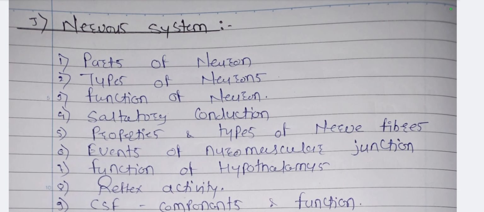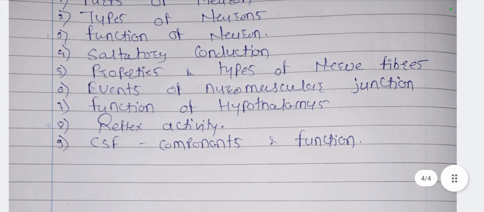Then important topics of the nervous system. First one is parts of neuron with its diagram, then types of neurons, then function of neurons, saltatory conduction and the importance of saltatory conduction, then properties and types of nerve fibers, events in neuromuscular junction, then function of the hypothalamus, reflex activity and CSF, its components and function.